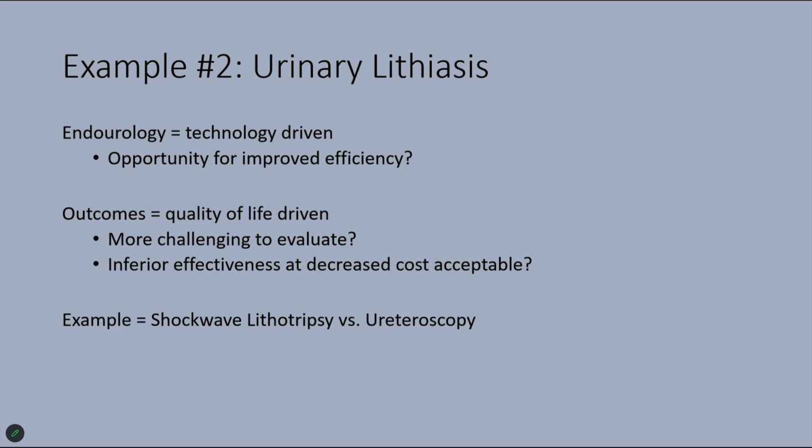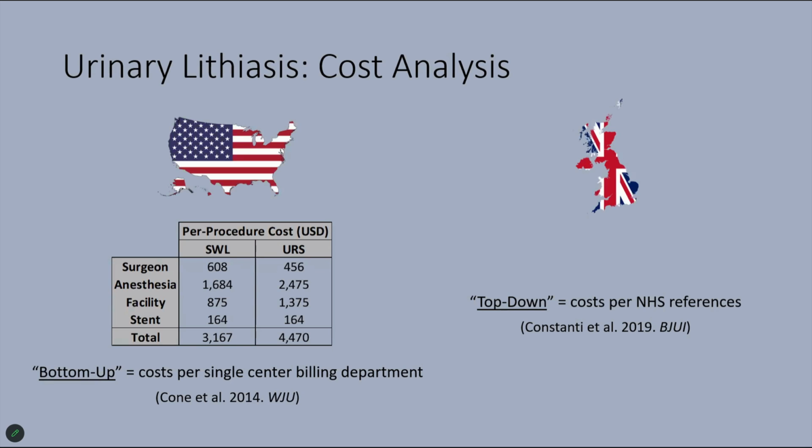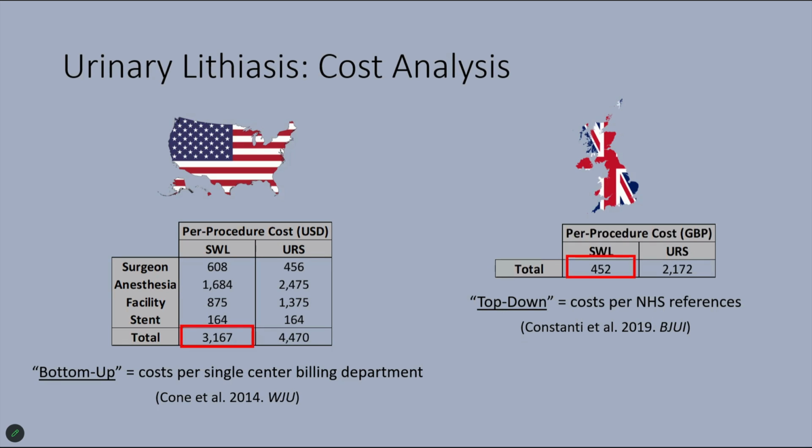A great example is shockwave lithotripsy versus ureteroscopy. And to this end, we'll start by looking at 2 separate cost analyses of SWL versus URS for ureteric stones. One American from Cohn et al. and one British from Constanti et al. These differed in their costing approach. The American study was based off a single center experience, took a more bottom-up approach. Meanwhile, the British study used NHS reference costs, i.e. published bundled costs, or a more top-down approach. Immediately we see that there's quite a discrepancy between the relative cost per treatment of SWL versus URS.